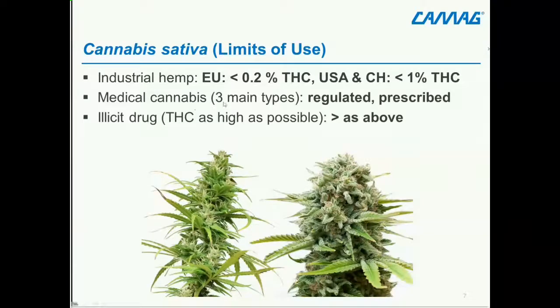Then we have the medical cannabis, where we have 3 main different classes. In here, cannabis is regulated and prescribed as a pharmaceutical. So the 3 main types are either it's with a low THC content and high CBD content, or it has a high THC content and low CBD, or it has both in equal amount of THC and CBD. For illicit drug, the target of interest is the THC, and there the people want to have THC as high as possible.